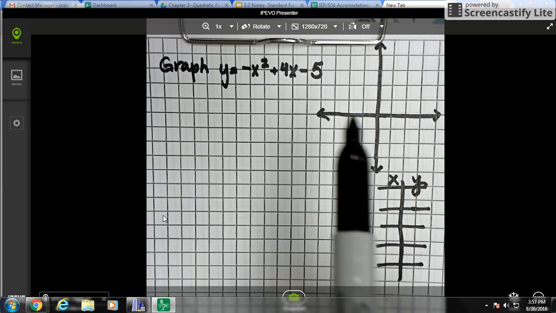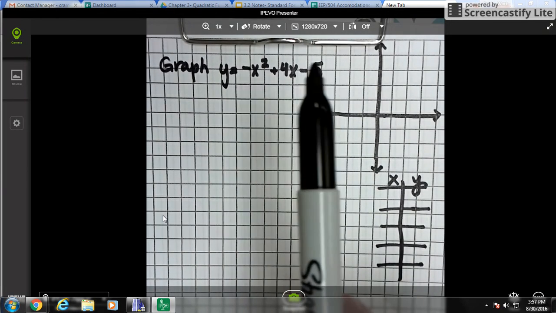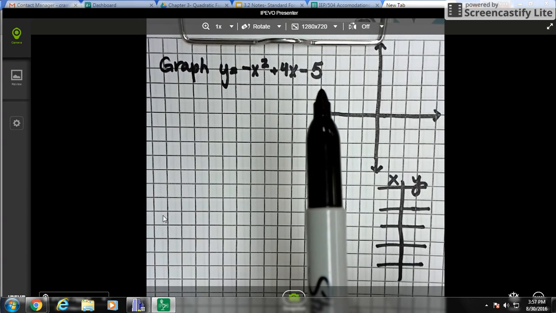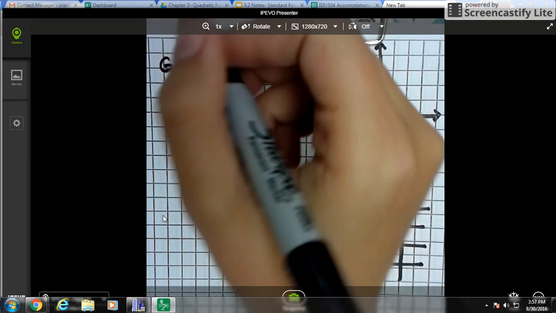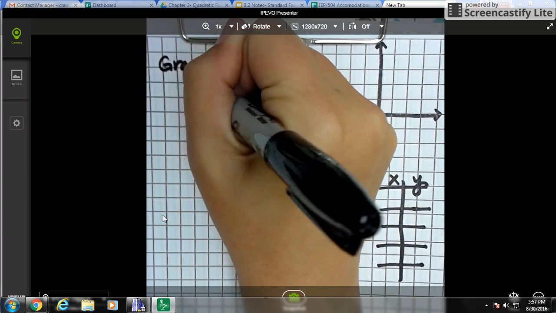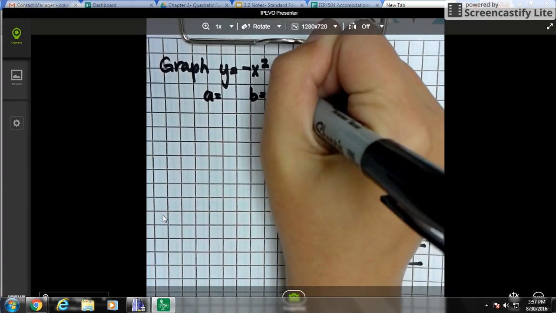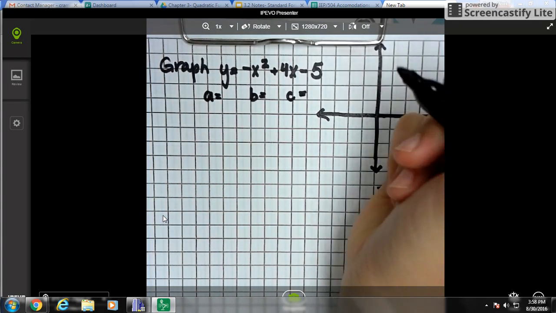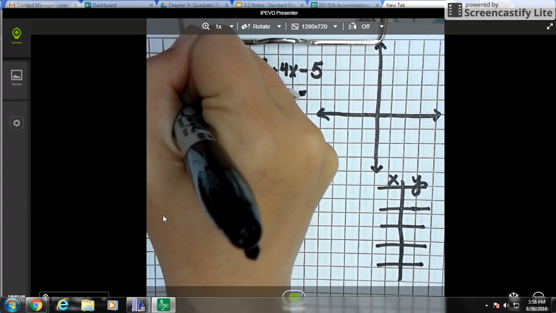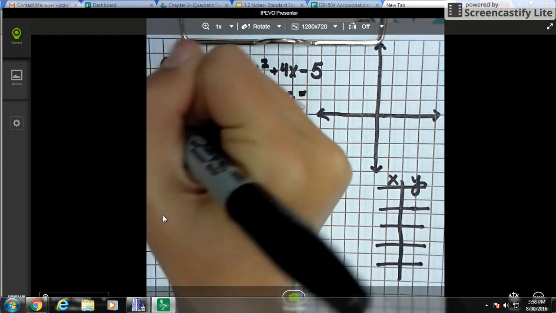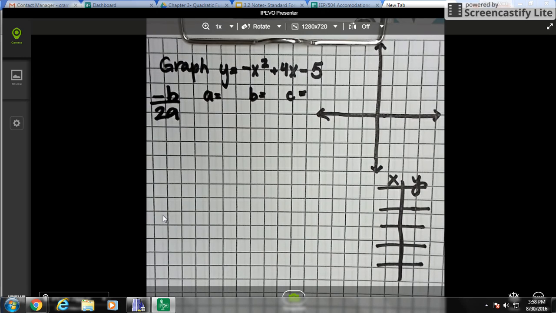what the vertex is. But as of right now, this is not in vertex form, so we don't know what the vertex is. But it is in standard form, meaning we have an A value, a B value, and a C value. And using those values, we can use the formula negative B over 2A in order to find the x value of the vertex.